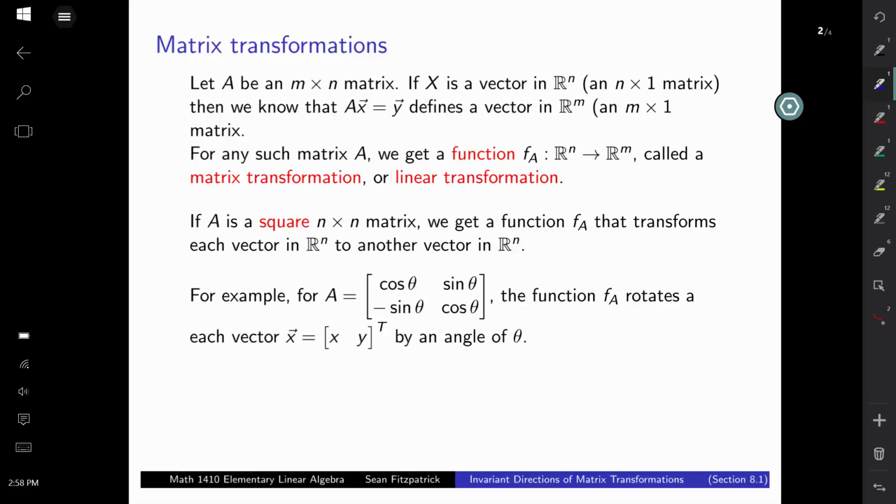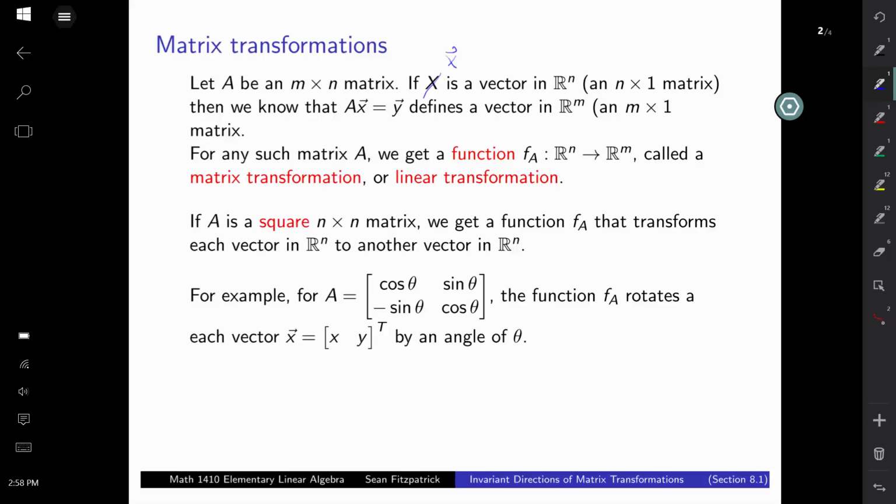So just to give you an idea of how this might work, we've already reviewed this. Sorry, that should be a little x there. So we know that in a matrix transformation, you take one vector, a little x, you multiply by the matrix A, and you get out another vector y. We can think of this as a function.